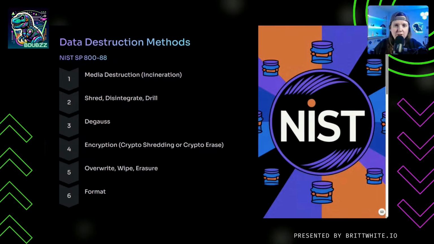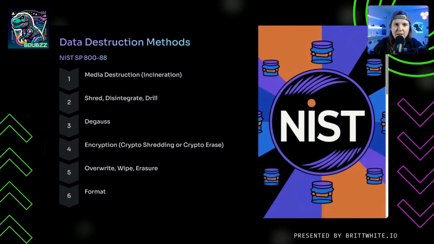Overwrite, wipe, and erasure. This involves writing all zeros or all ones or some combination to every sector of the storage device. You can do this multiple times, but even then, some data might still be recoverable. And then format. This is the least effective method. A quick format on a Windows computer, for example, just resets the file allocation table. It doesn't actually erase the data. The data is still there, it's just hidden until it gets overwritten by new data. It's fascinating how deleting a file just isn't enough, right?